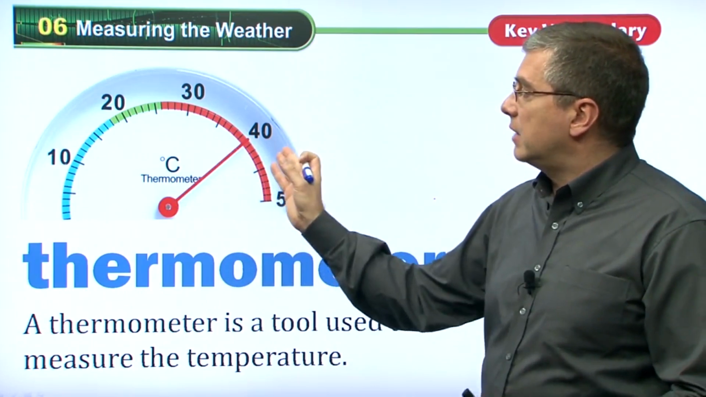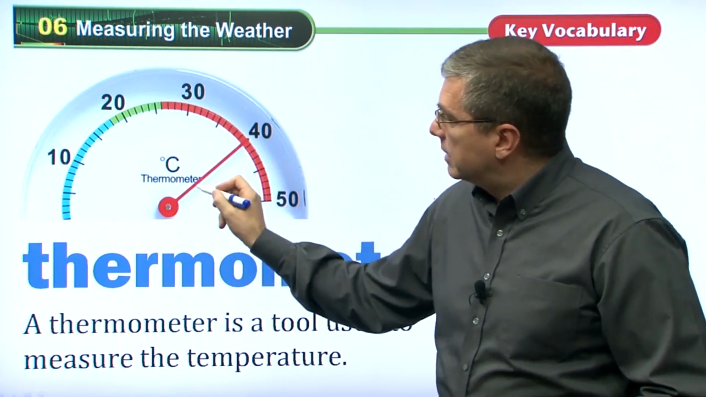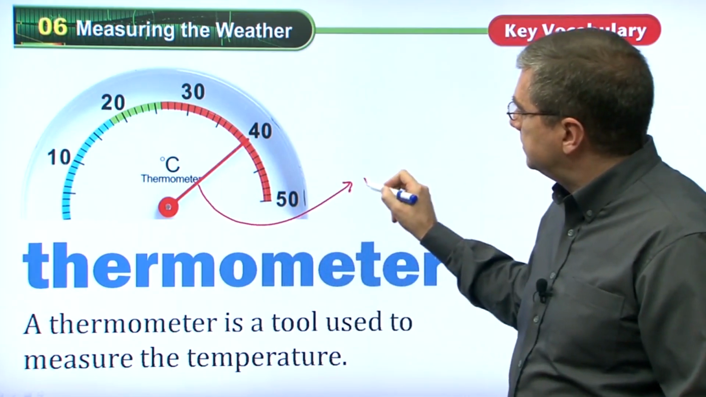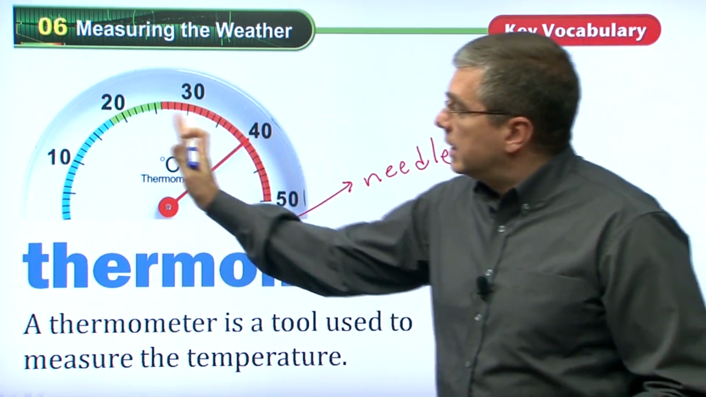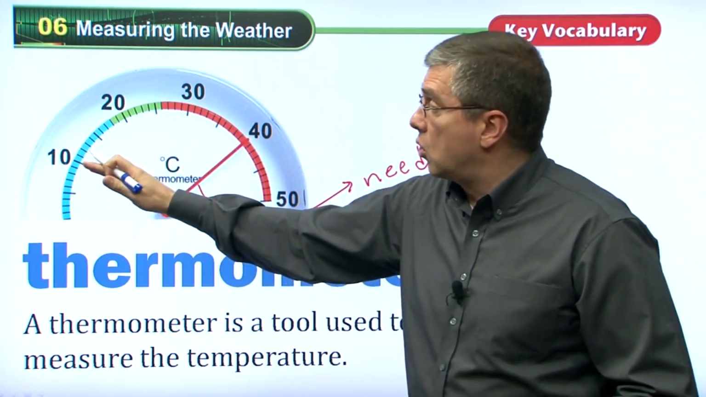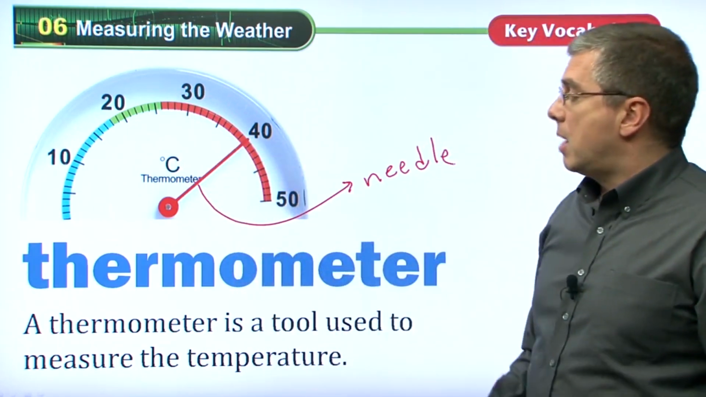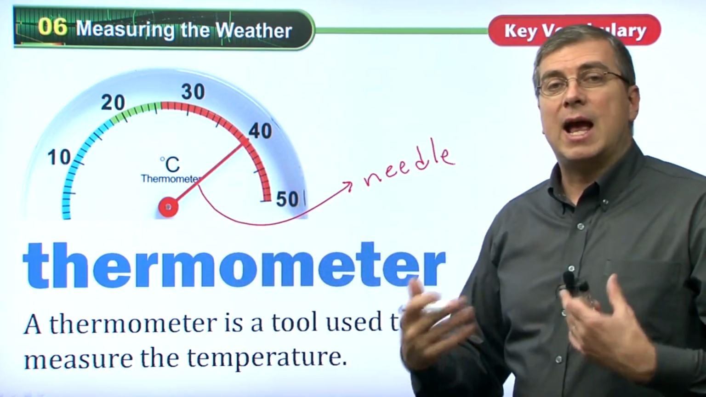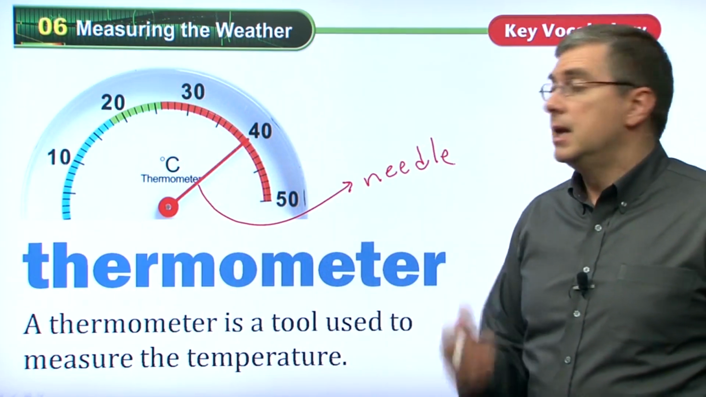This thermometer tells us what the temperature is. If the needle on the thermometer is over here, it's cool or cold. If it comes over here, it's hot. So the thermometer helps us measure the temperature, the amount of the temperature. Let's move on.